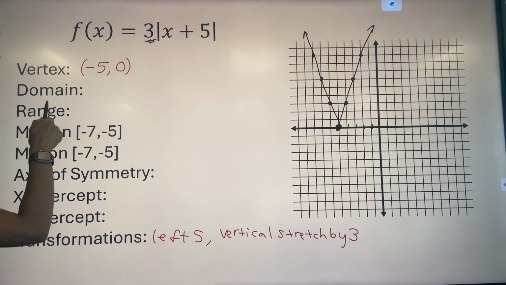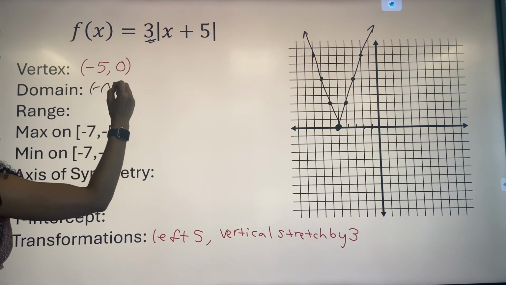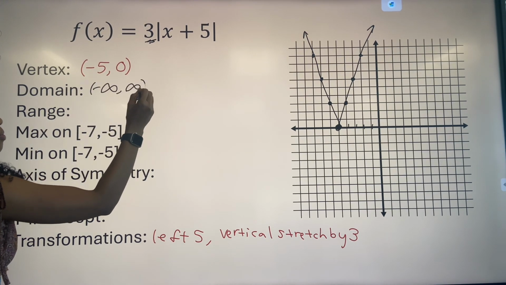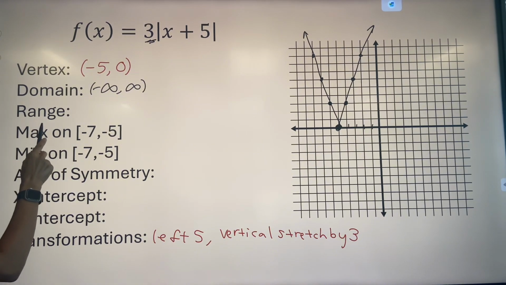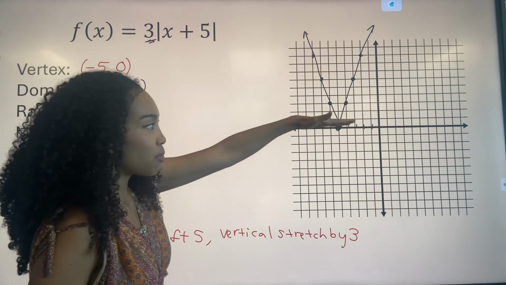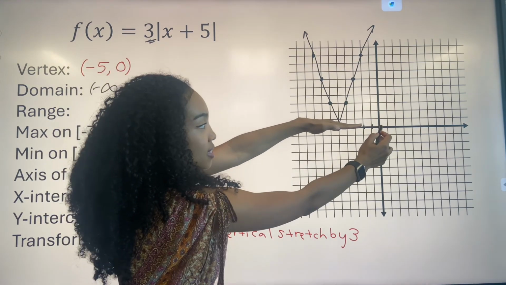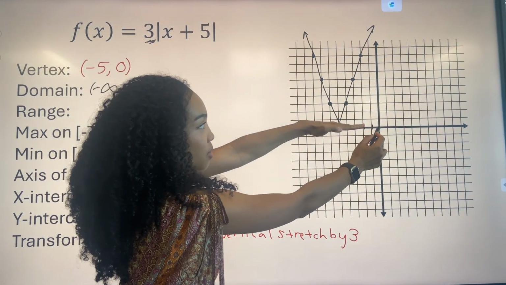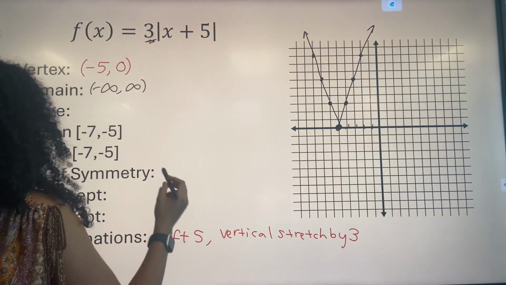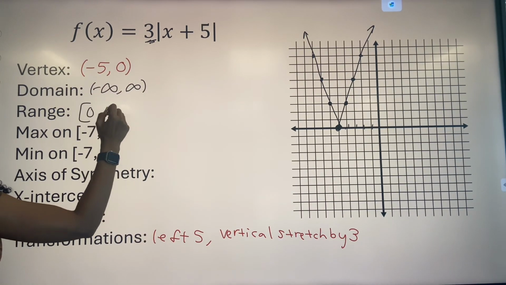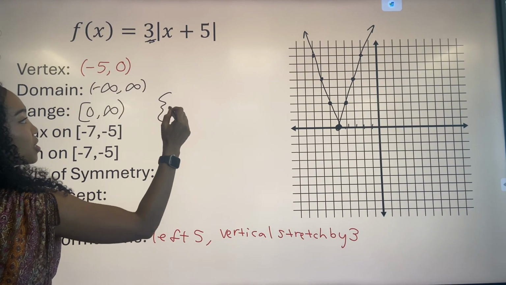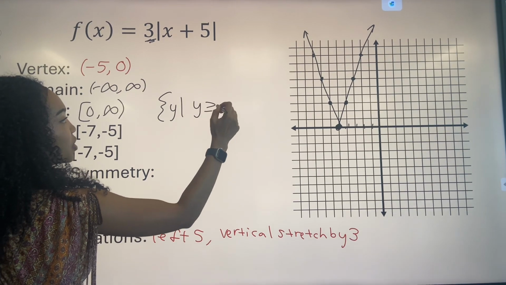Okay, so your domain is always going to be all real numbers. My range, the very bottom is right here. That's at 0. For the y's, that's 0 on the y-axis, 0. So that's 0 to infinity. And if you wrote it in set notation, you would say y is greater than or equal to 0.